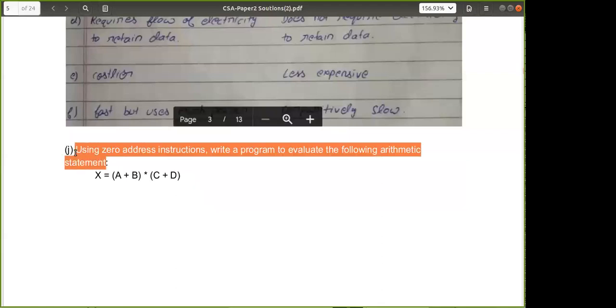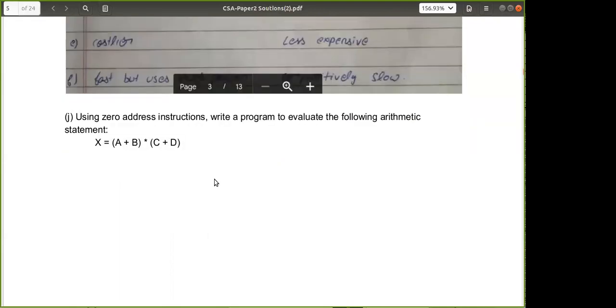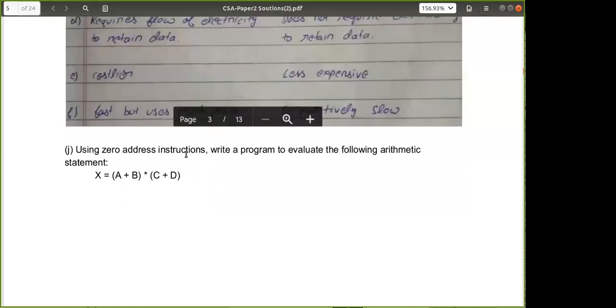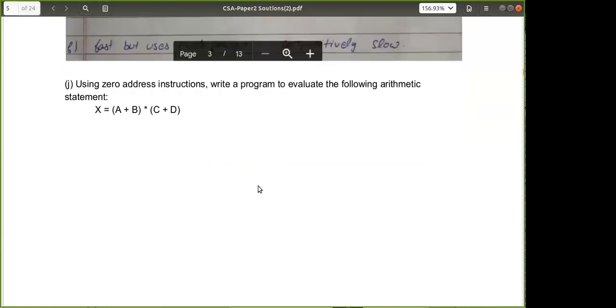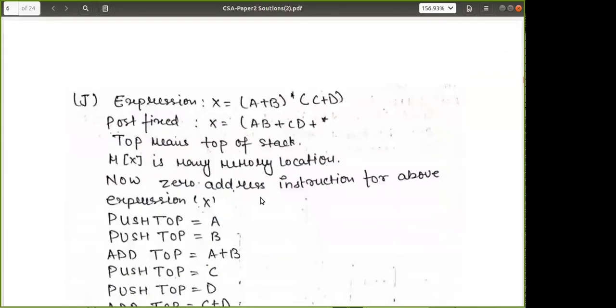Using zero address instruction, write a program to evaluate the following arithmetic statement. Here X equals A plus B into C plus D. So zero addressing means we have to store all these values on the stack itself. We don't need to use anything else for address purposes. So what we have to do, we have to first write the expression and then convert it into postfix. In postfix, we first push the values, and after that we push the operators.